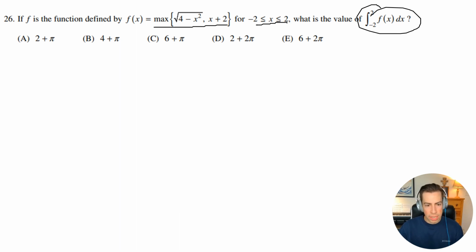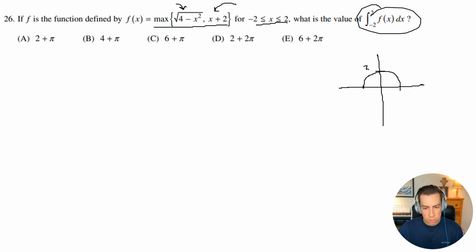Okay, so kind of an interesting function here. Basically what it's saying is we have these two functions, and the function is only going to take the maximum value of them. So let me go ahead and draw out what that would look like. I have this semicircle here. Sorry, it's a bad drawing, but basically this right here is going to be 2. Let me draw it on the graph. So we have the semicircle, and this is going to be 2.